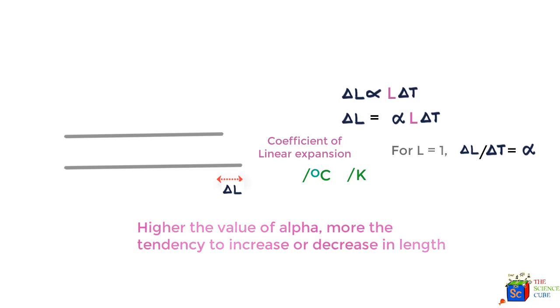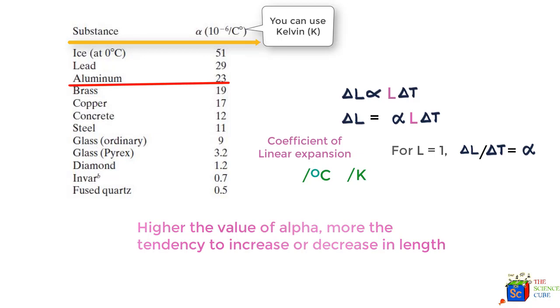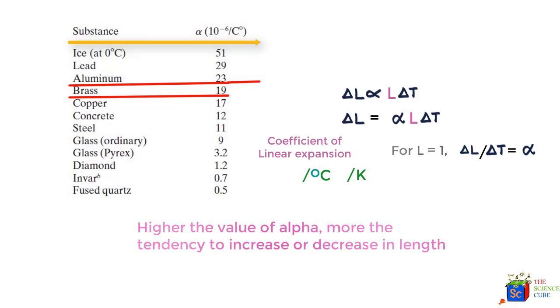So here is a table that shows the alpha value for some materials, and you can use Kelvin or degree centigrade. The alpha value remains the same. You can see that the alpha value for aluminium is more than brass, which means that for every degree rise in temperature, aluminium expands more than brass.